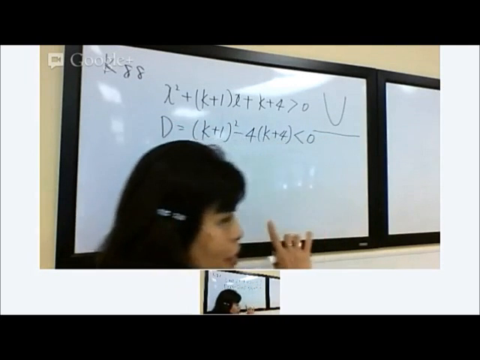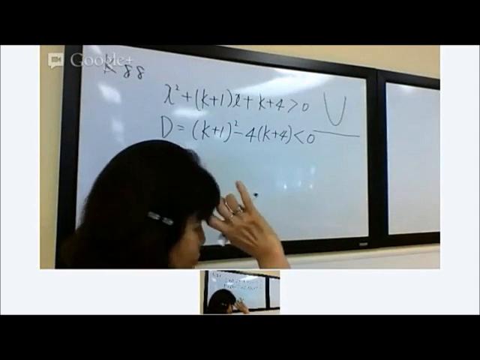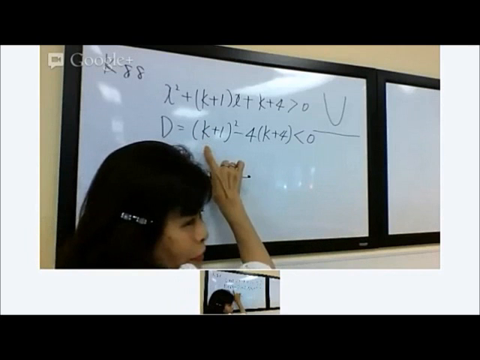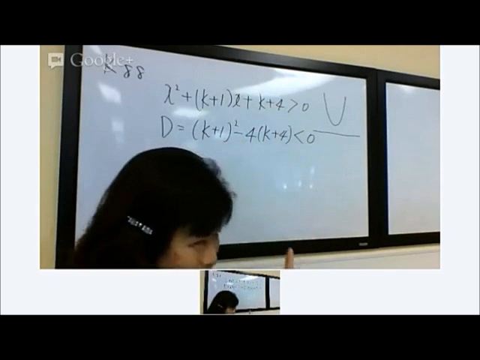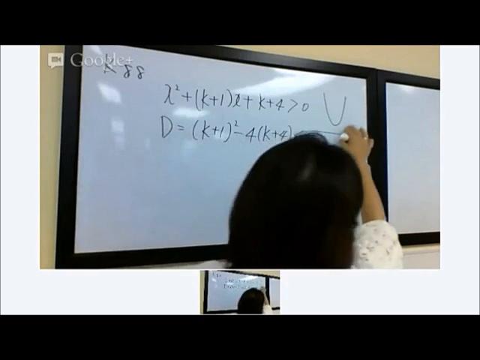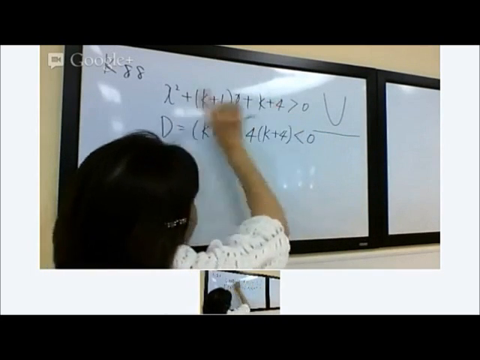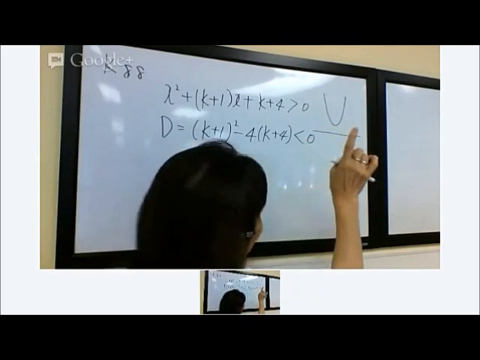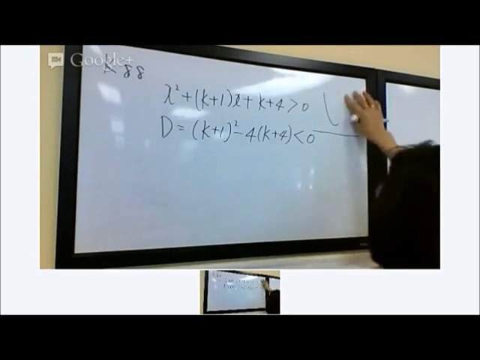Now you make a quadratic inequality in terms of K, not X anymore. Why did you change it to less than 0 again? Because of D. Because the graph needs to be this. This entire graph needs to be greater than 0, which means D is less than 0. All real numbers.